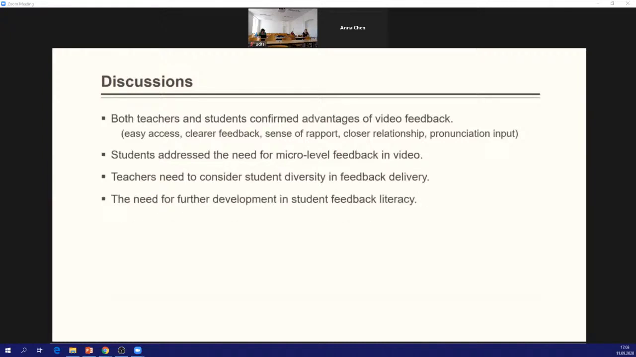Now, despite students' positive perceptions of video feedback, this study shows that the existence of video feedback did not lead to learners actively engaging with feedback. So the question here is why? How do we engage students with feedback, either written feedback or video feedback? I believe it is necessary to further develop students' feedback literacy to enable active uptake of feedback, even when it is in video format.